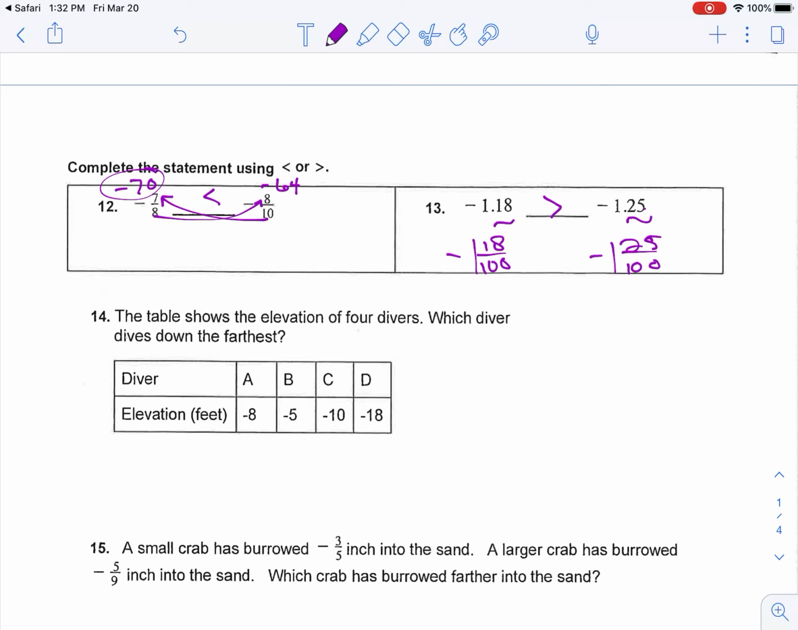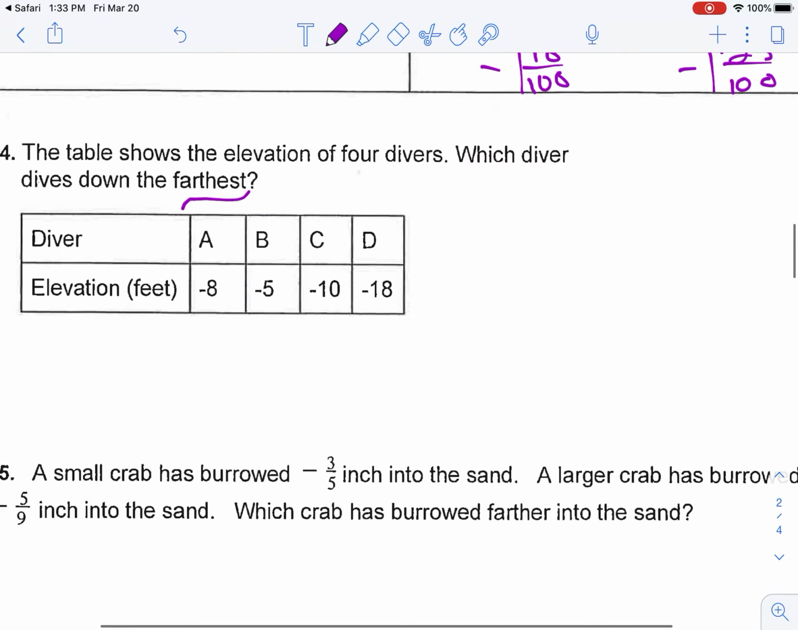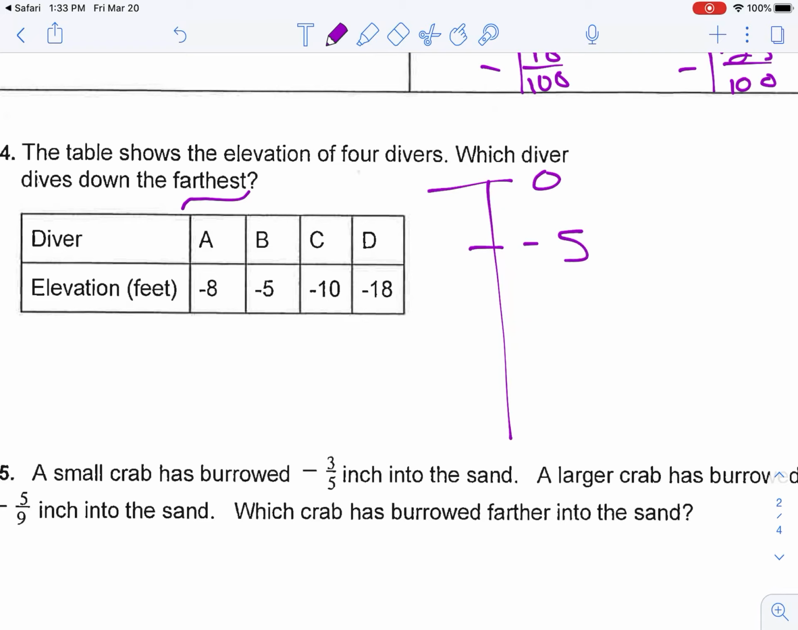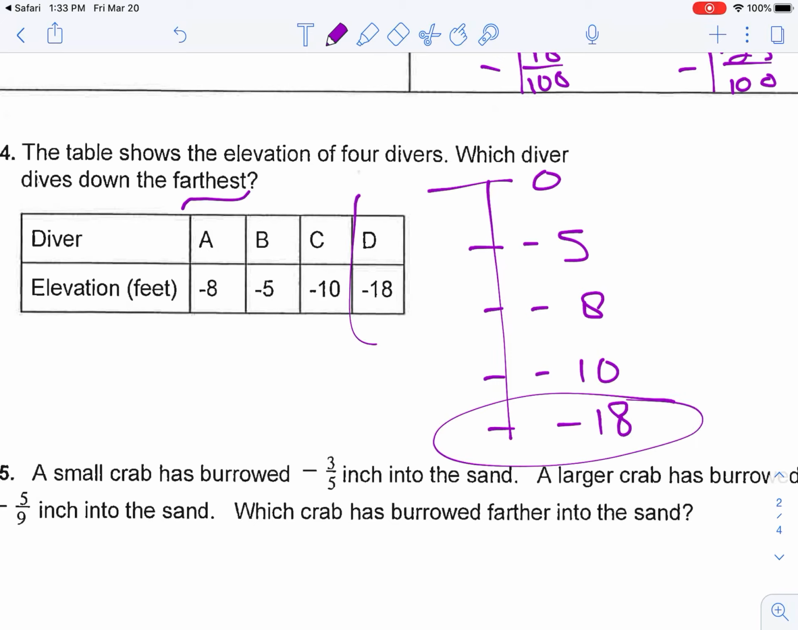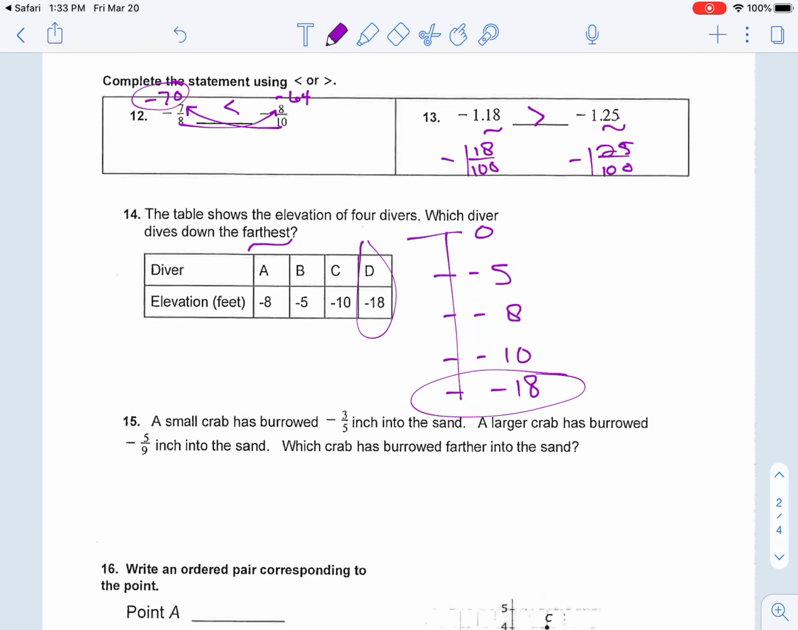The table shows the elevation of 4 divers. Which diver dives down the farthest, meaning farthest or the least number. So again, if you're thinking about 0 being sea level, you would have negative 5, negative 8, negative 10, and a negative 18. So this guy is the farthest down or the deepest.